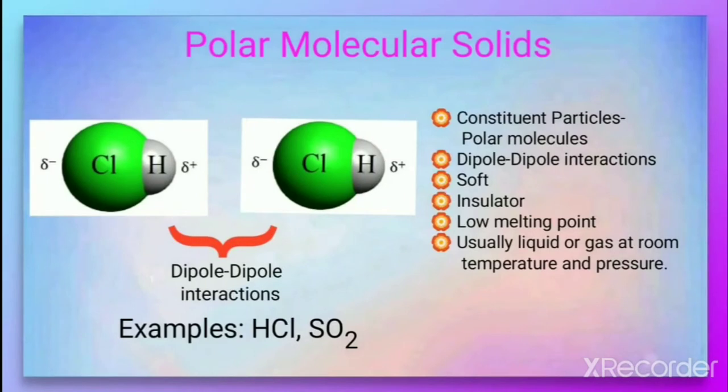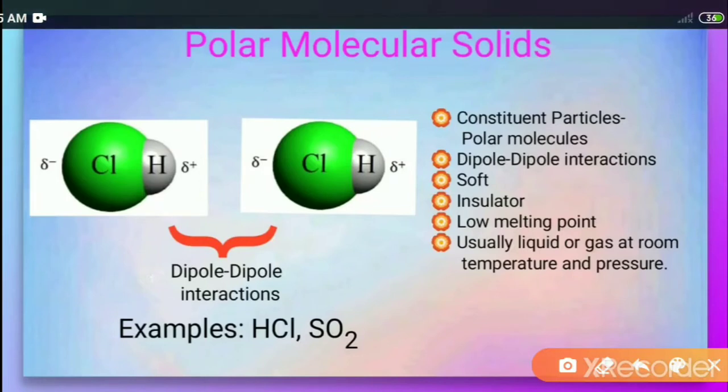Next is polar molecular solids. Polar means the molecules which have two poles. Example, we are taking HCl. In HCl, the two poles are there because there is an electronegativity difference between the two atoms, Cl and H. So H develops a partial positive charge and Cl develops a partial negative charge, and if two molecules are taken, there is an attractive force between them, and this attractive force is called dipole-dipole interaction.